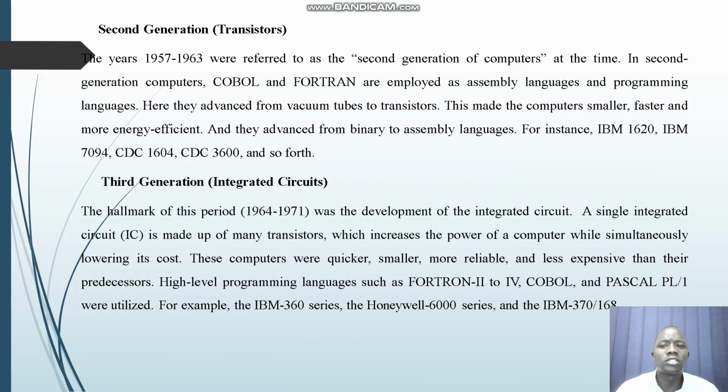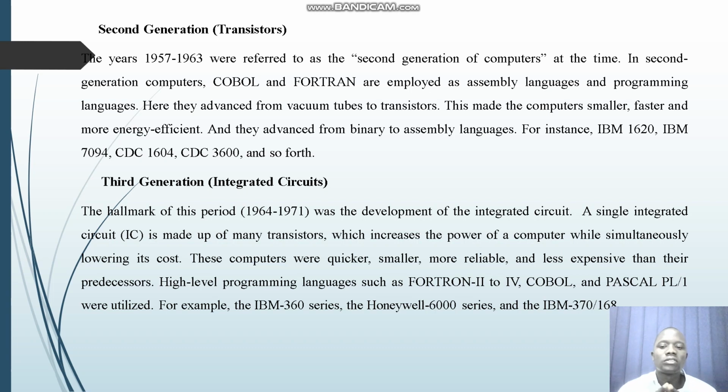We go to the second generation. The technology was transistors. This was from the year 1957 to 1963. Here, COBOL and Fortran were employed as the assembly and programming languages. They advanced from vacuum tubes to transistors, which made computers smaller, faster, and more energy efficient, and they advanced from binary to assembly languages. For instance, the IBM 1620, IBM 7090, the CDC 1604, and so on and so forth.